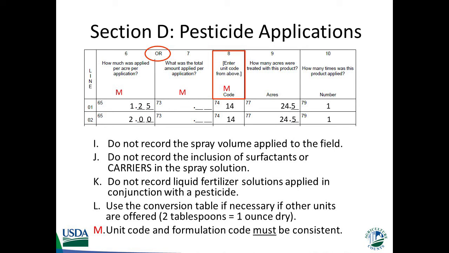Do not record liquid fertilizer solutions in conjunction with a pesticide. These would normally be recorded in the Section C fertilizer tables if we were asking questions from Section C this year. Use the conversion table if necessary if other units are offered. For example, if someone reports applying a product in tablespoons, well, 2 tablespoons is equivalent to 1 dry ounce. Finally, as was mentioned in the previous slide, be sure that the unit code in column 8 and the formulation code, liquid versus dry, are consistent.